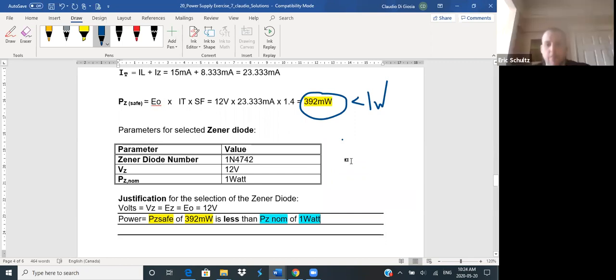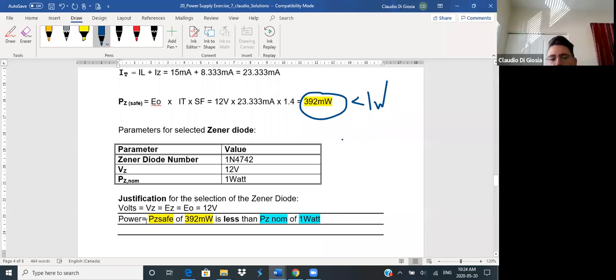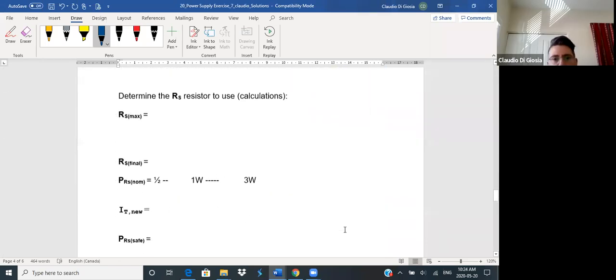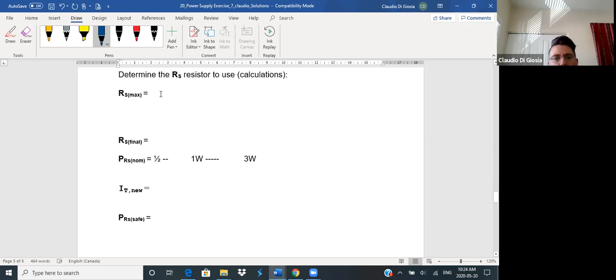So in a sense, we need to do all this math so that we get the PZ safe so we can do the justification, but not necessarily so we can pick the Zener diode number. Not for the power, no. The power is what's justifying it. The voltage is justifying it, but there's no math involved here. I'm telling you that you have to build a power supply that's good for 12. Automatically, the Zener is going to be 12. All right. So RS max.